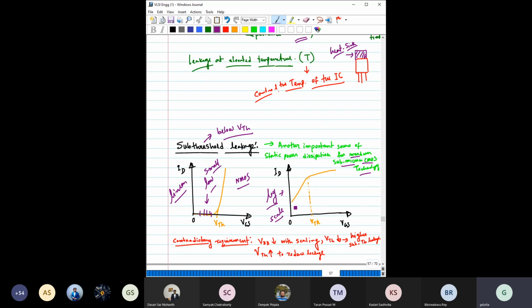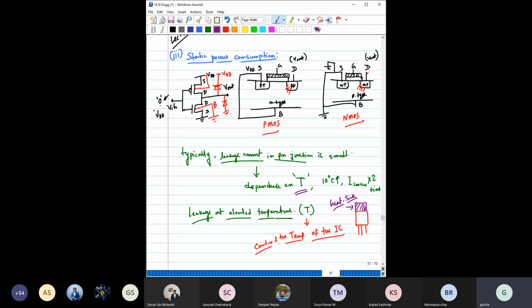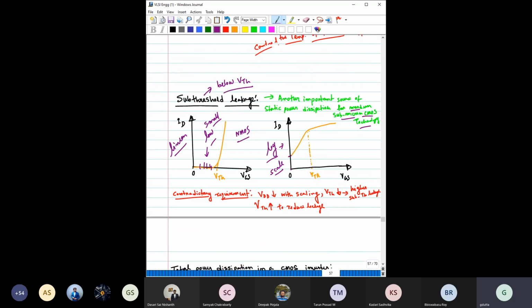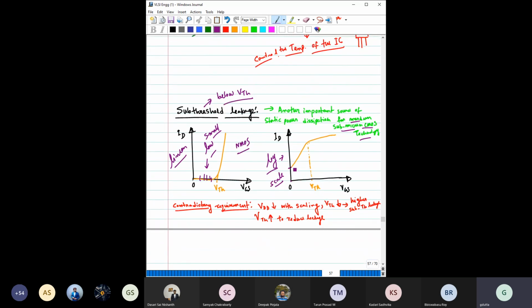Okay, so clearly you can see when you have applied VGS equal to 0, then what is happening? See, VGS equal to 0, you have a finite amount of current, right? So think about it. You have kept 0 volt here, and you are assuming that there is no current flowing through this NMOS. That is not correct, right? Because of the subthreshold leakage, some current is still flowing through this, right? So this is the amount of leakage, right?